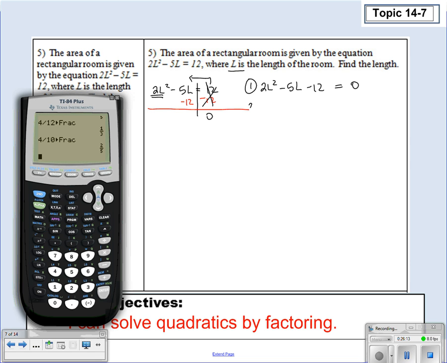Second step says to factor. So we'll look for our S and our P. Our sum is our negative 5. Our product is 2 times negative 12, or negative 24. Need two numbers that will multiply to give you negative 24, but add to give you negative 5. If you cannot think of it immediately, use your calculator. That's going to be a negative 8 and a positive 3. Because negative 8 times 3 is negative 24. Negative 8 plus 3 is a negative 5.